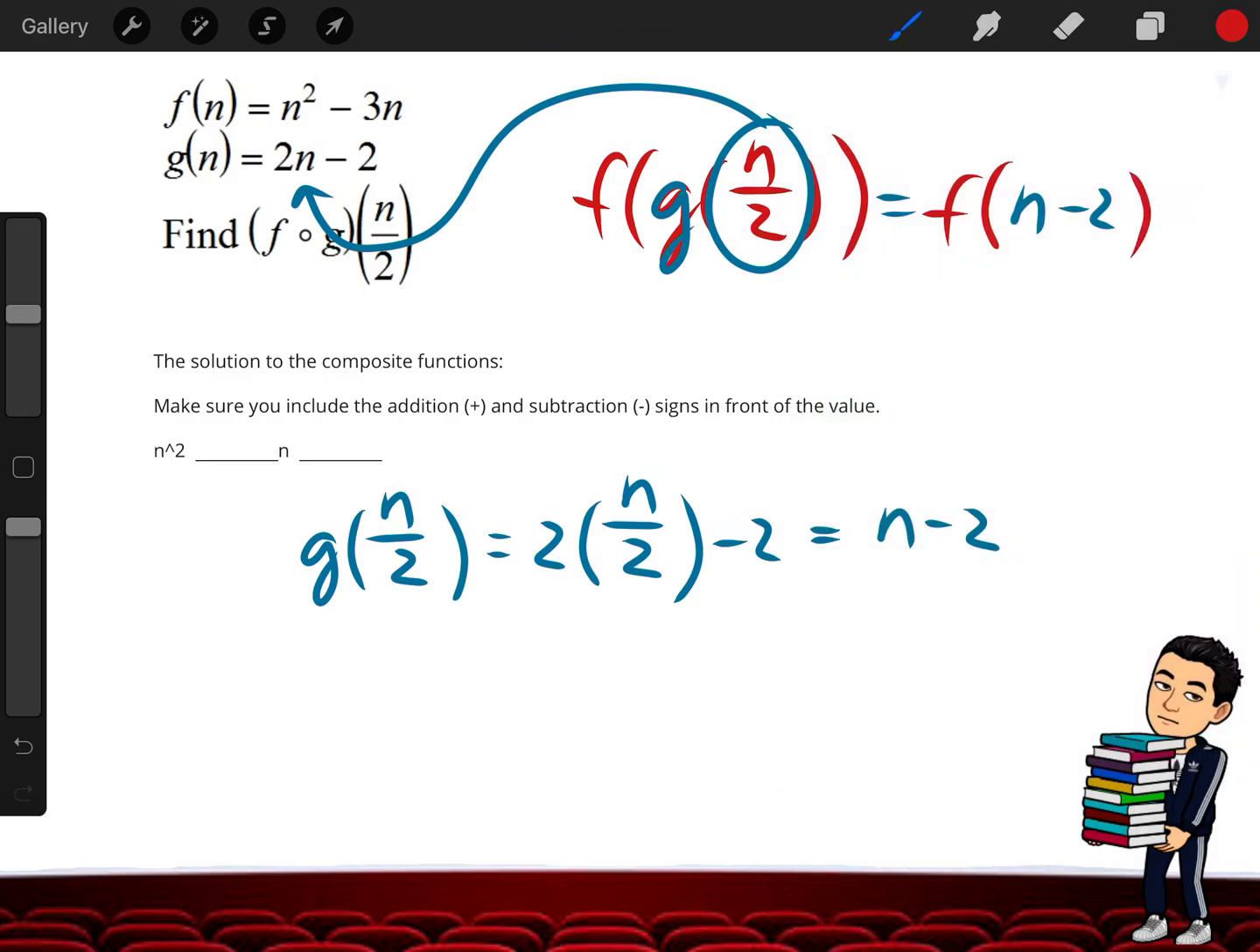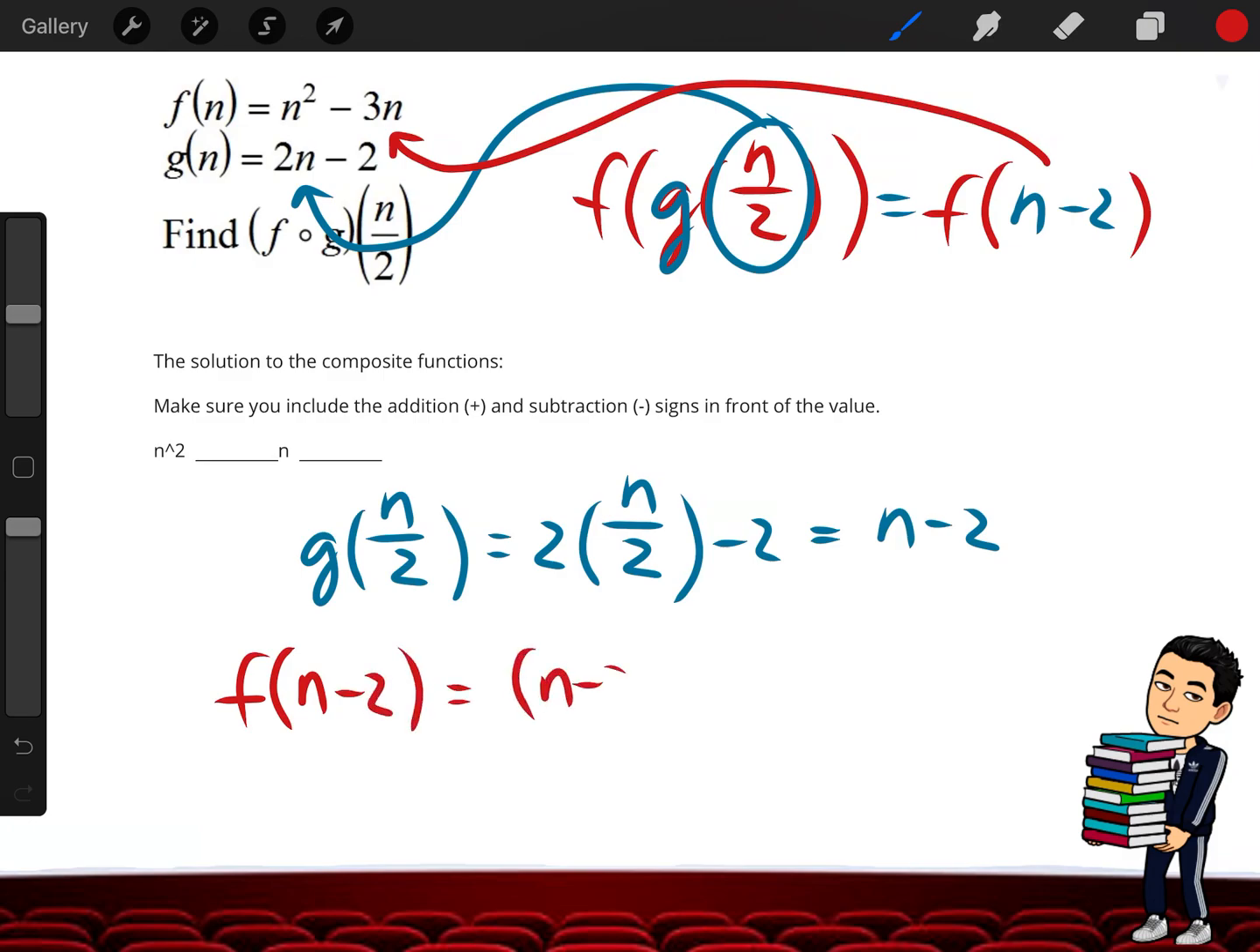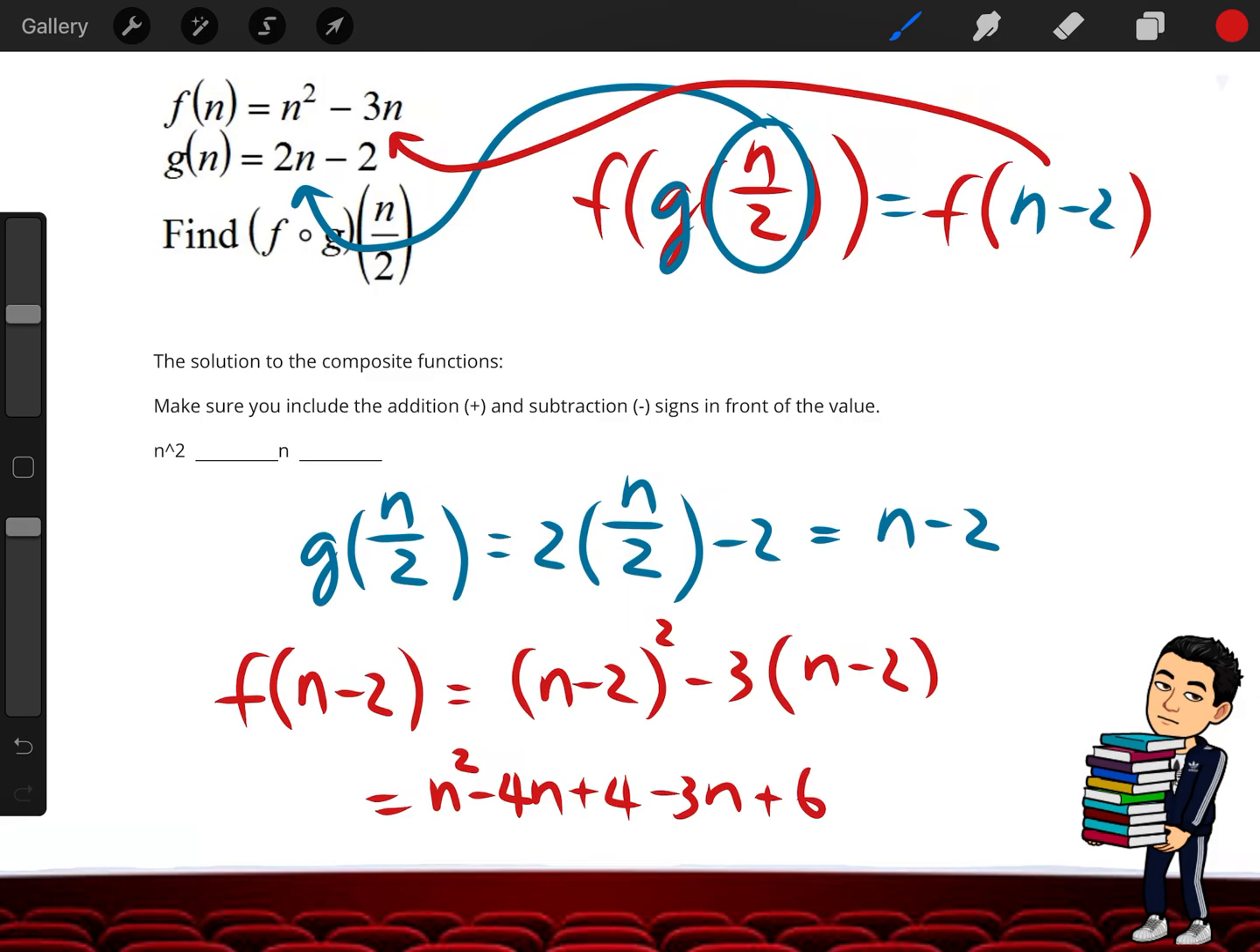Okay, all right, so next thing you want to do is substitute this n minus 2 into f of x. So we have f of n minus 2 equals n minus 2 squared minus 3 multiplied by n minus 2. Okay, so you're just going to go ahead and FOIL it. That's going to be n squared minus 4n plus 4 minus 3n plus 6. All you need to do is combine all like terms, and then you should be getting your answer.